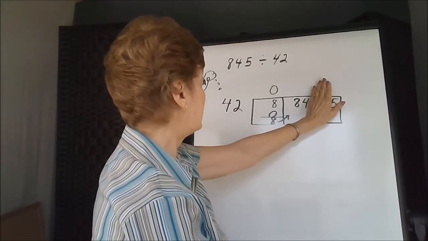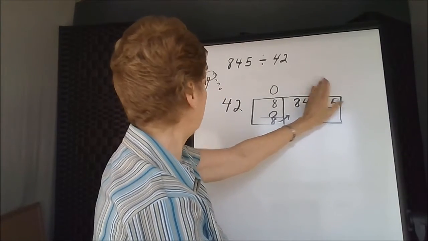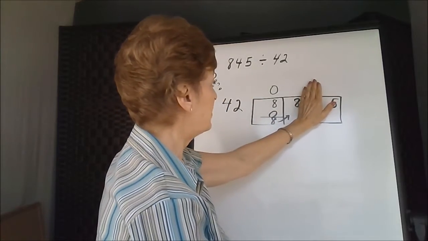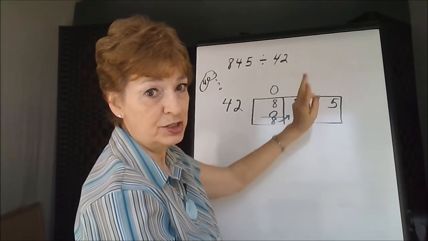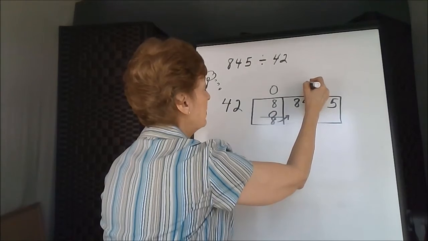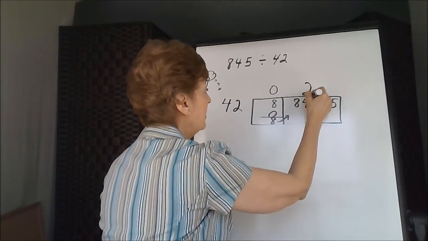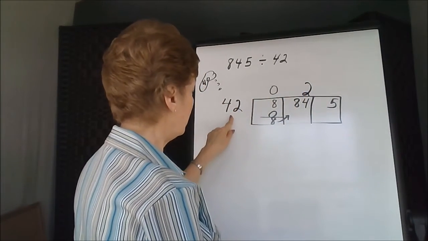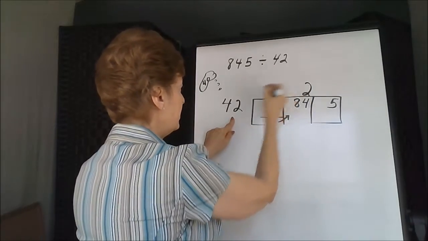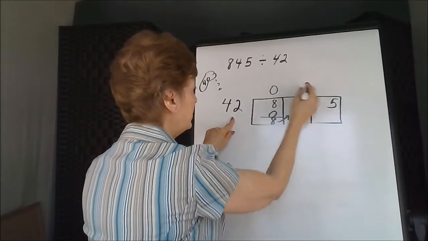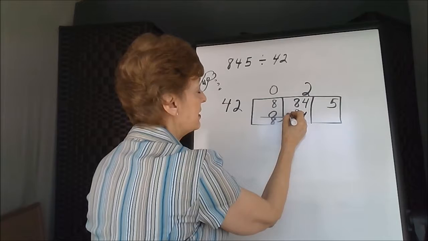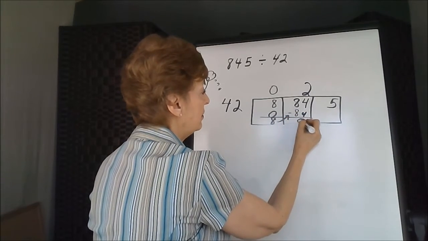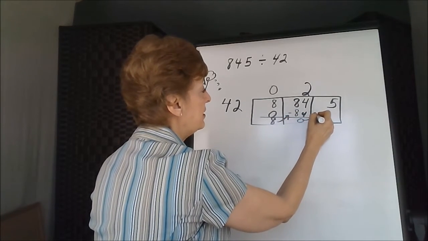40 does go into 84. 4 goes into the first digit 8 2 times. So a 2 would go above this box. And multiply back to the original divisor. 2 times 2 is 4. 2 times 4 is 8. The subtraction, we get 0. 0 then is carried to the next box.